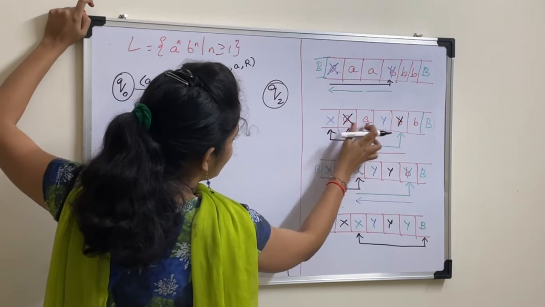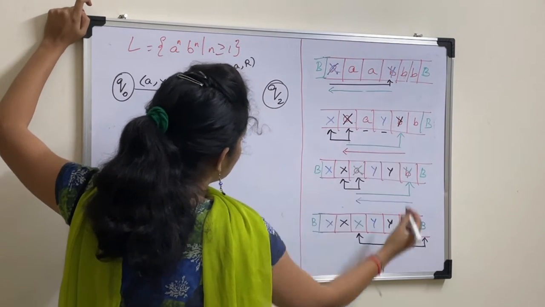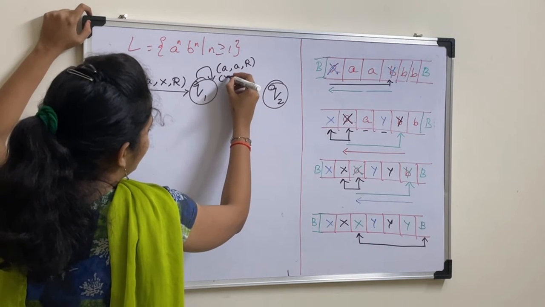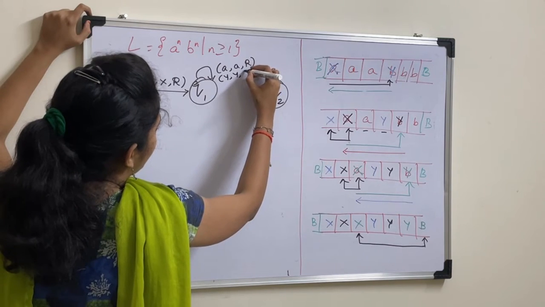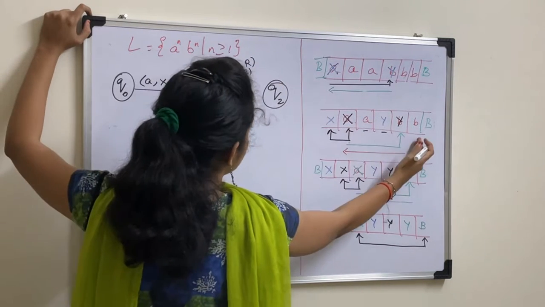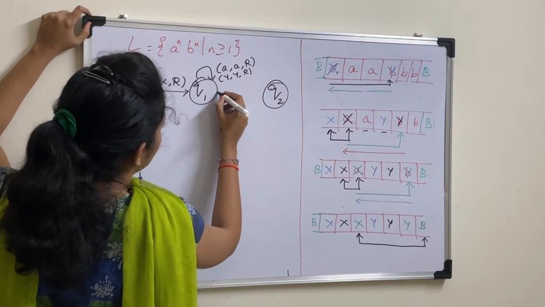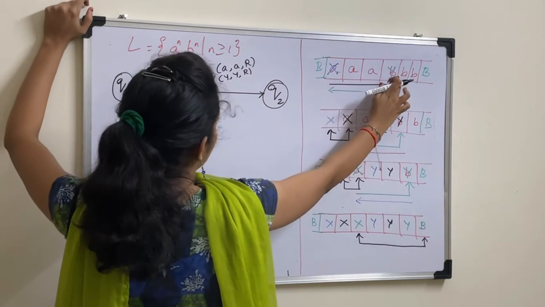When you solve the second A and second B, in between you have A as well as Y. We already wrote the A condition, so write Y. If you get Y, keep that Y as it is and move towards the right side till we get the second B. Fine. After this, now take input symbol B.